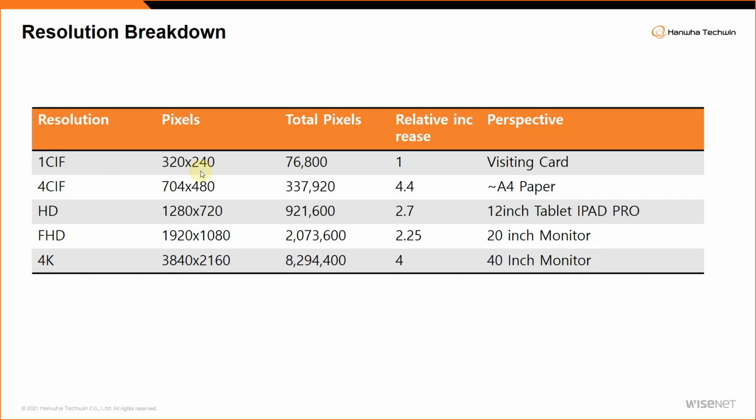How do you visualize 1 CIF? If you take your business visiting card, that's the size of the image. If you print it on paper, that visiting card size is the size of the image quality. If you zoom in, it's going to look very bad. If you put that visiting card size image on a 42-inch screen, for sure it looks very blurry, right? So the quality is not great. We don't use that anymore, but it was once the normal standard before. So that's where we started from.